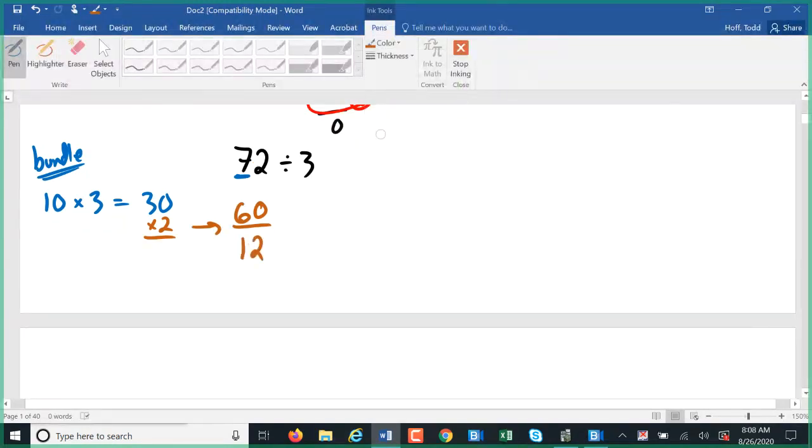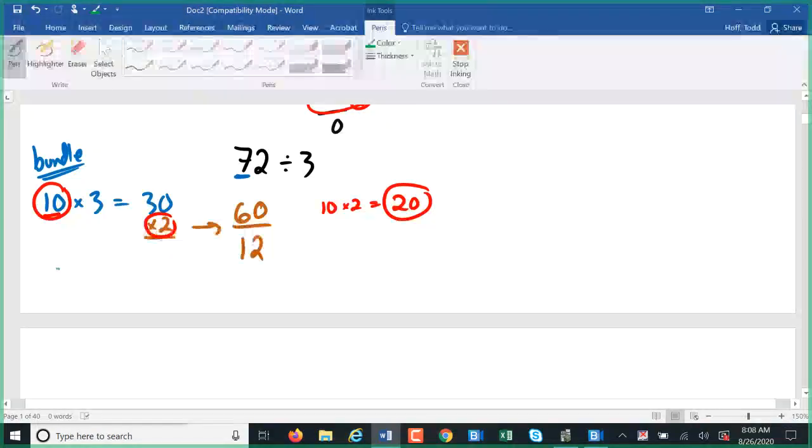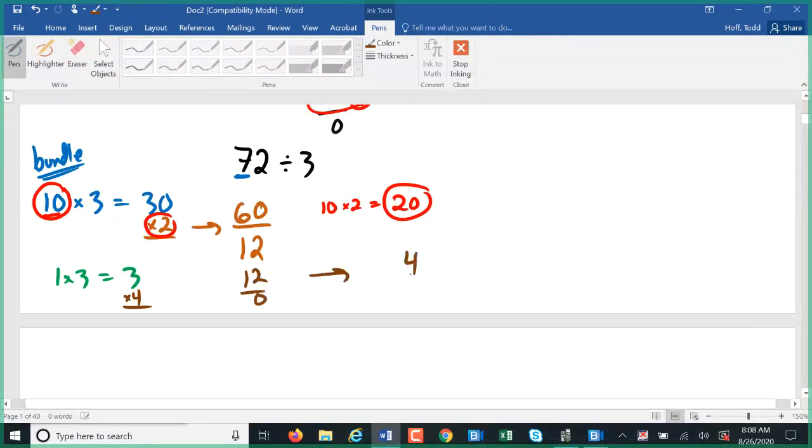Well, what I just did there was I subtracted a bundle of 10 3s, and I did it twice. 10 times 2 means I just subtracted that 3 20 times. That's what the 60 did. And then, of course, all that's left is the ones place. 1 times 3 is just 3. I can do that 4 times. 3 times 4 is 12, leaving me with nothing. So I just subtracted that 3 4 more times. So that's 24. 72 divided by 3 is 24, because I can subtract 3 from 72 24 times.